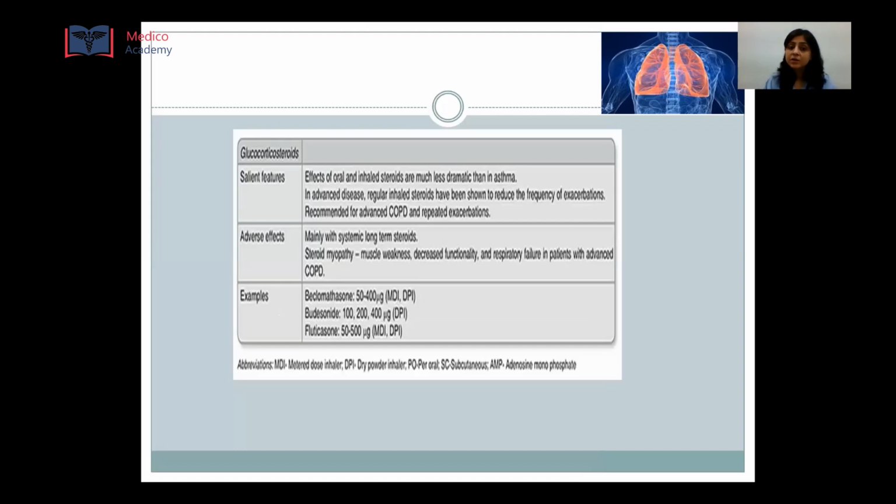Glucocorticoids. The effect of oral and inhaled steroids is much less dramatic than in asthma. And in advanced diseases of COPD, regular inhaled steroids have been shown to even reduce the frequency of exacerbations. It is recommended for only advanced COPD and in the patients who are having repeated exacerbations. Adverse effects, yes, we'll have mainly with the long-term systemic steroids. Steroid myopathy has been known. Examples of these are beclomethasone, budesonide, fluticasone.